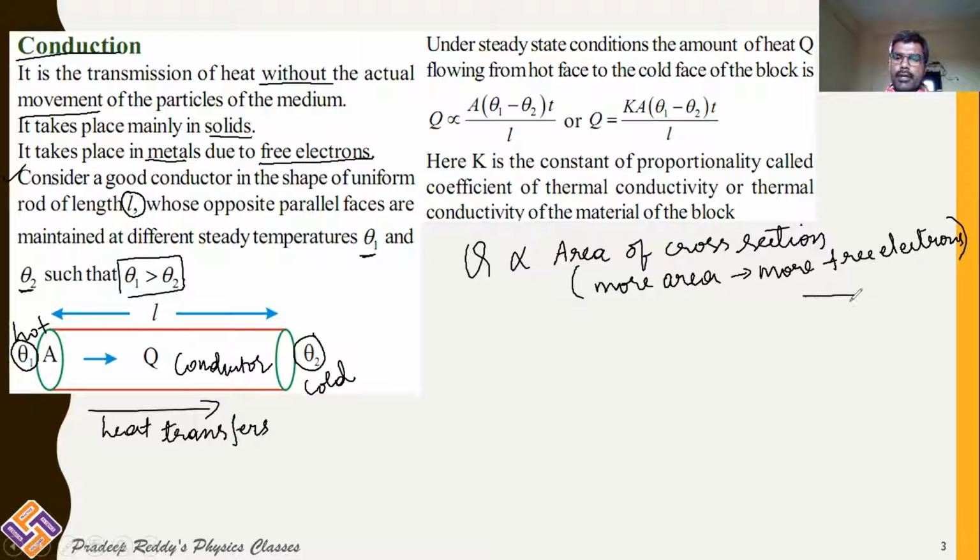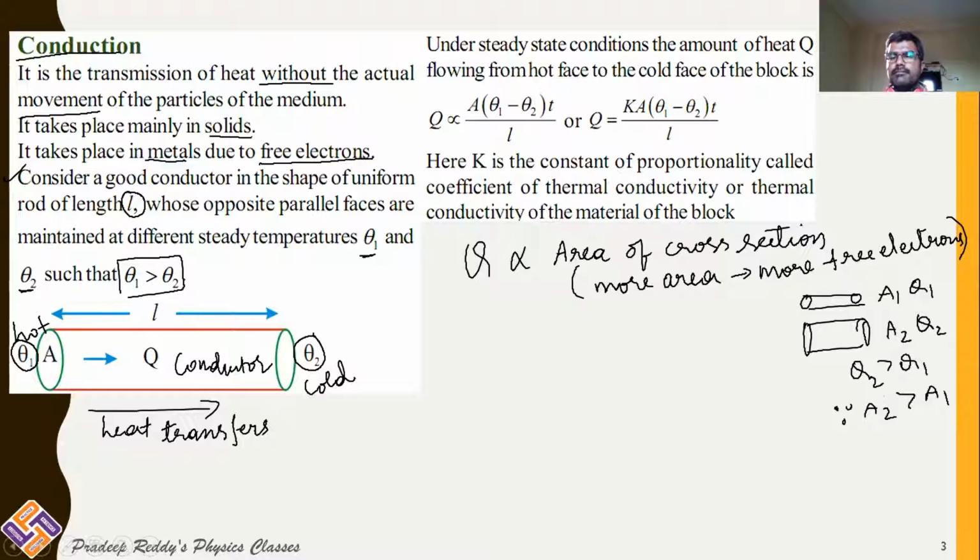Say for example, you have a rod. This is having area of cross section A1, and you have another rod of same length. This is having A2. Here heat transferred is Q1. Here heat transferred is Q2. Obviously, Q2 will be greater than Q1, since area A2 is greater than A1, right? Likewise, heat transferred is inversely proportional to length of the rod.